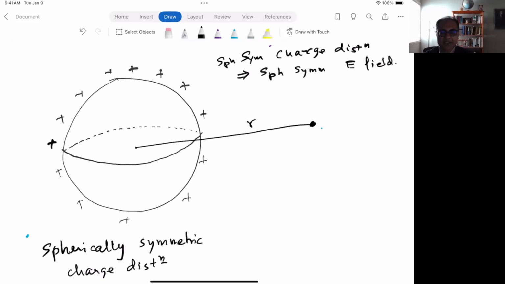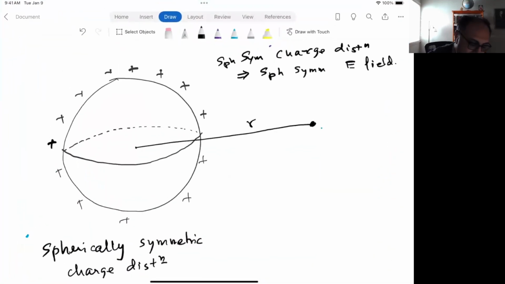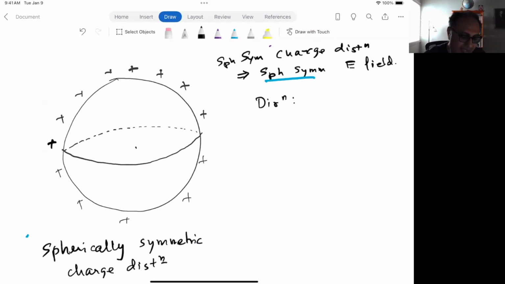All right, next question: what does that imply? What can we conclude about the magnitude and direction of the electric field? Ultimately, the electric field is what we're trying to find at a radius r. Given that it must be spherically symmetric, one thing we can conclude about the direction of the electric field is that it must be radially outwards. That's consistent with spherical symmetry. So the electric field must be radially outwards.